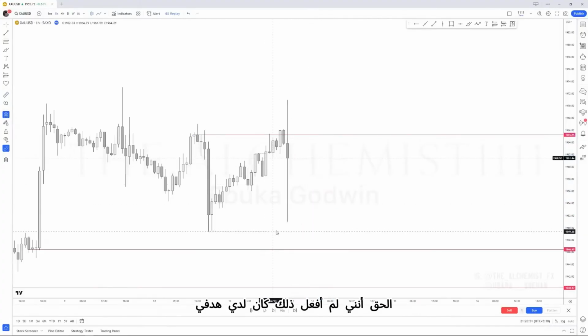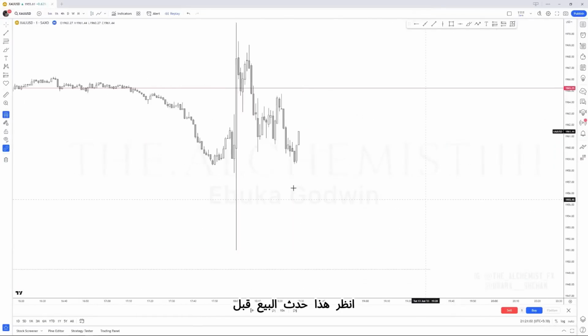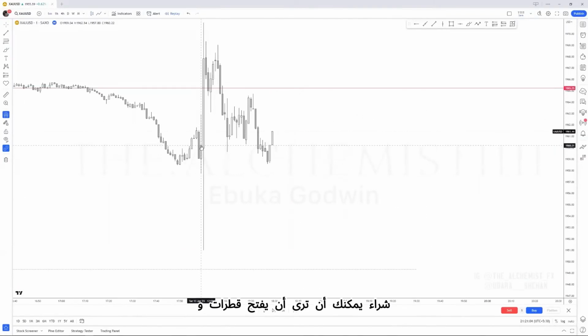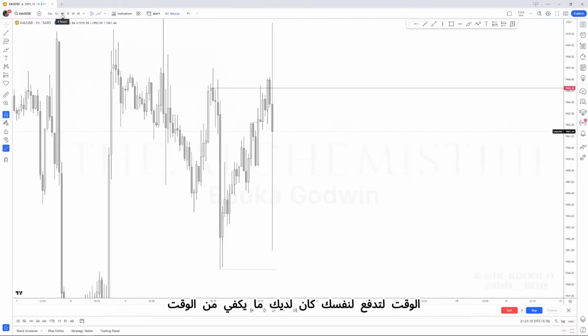I did not do that. I had my target set here, never expected this huge thing to happen. But look at this, let me show that to you. See this? The sell happened before the buy. Opens, drops, and then it moved up. So you had enough time to pay yourself. I did not do that.